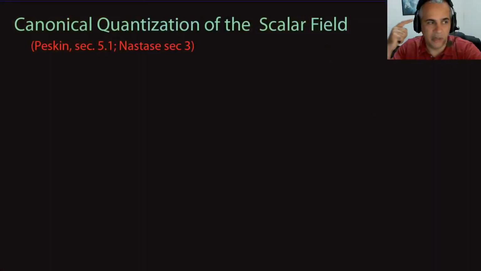And we're starting with the simplest kind of field, right? Remember, we're classifying our fields in terms of representations of the Lorentz group, and the simplest one is the scalar field, the one that does not transform under Lorentz transformations. The references for this lecture are the ones I like the most: Peskin section 5.1 and Nastasi section 3.